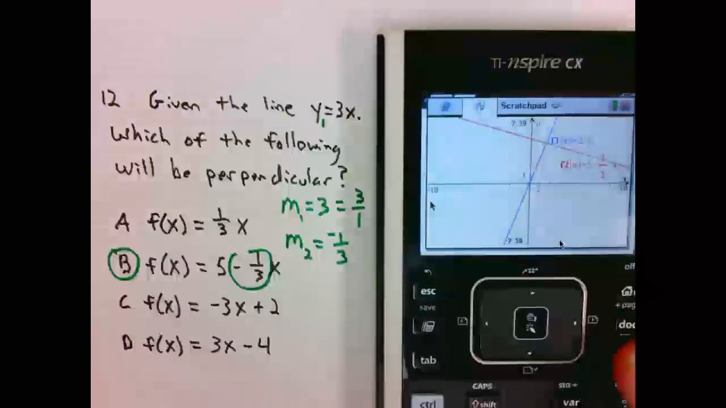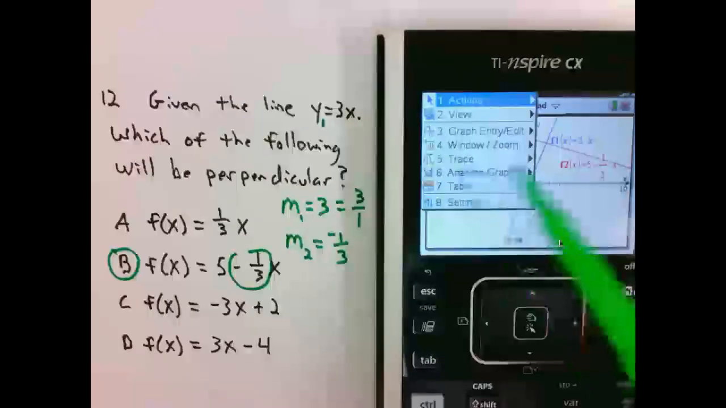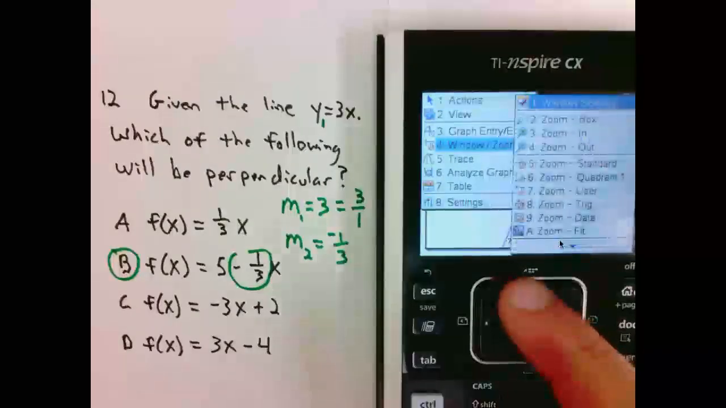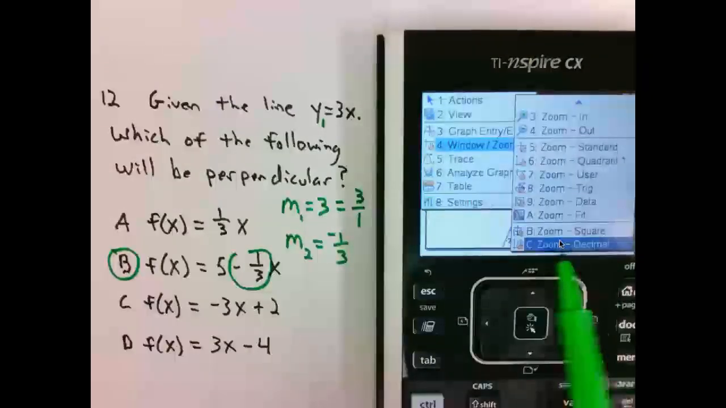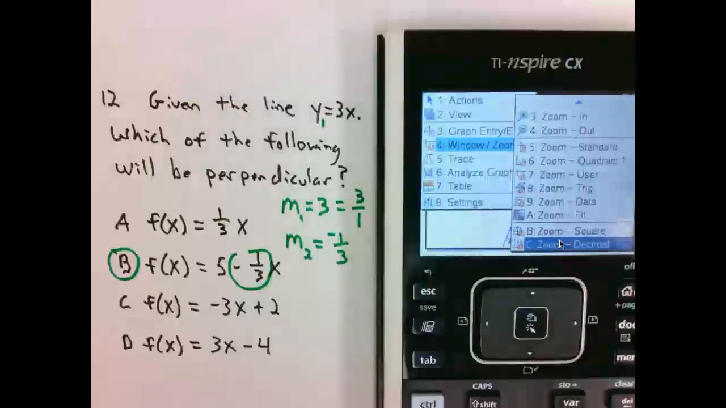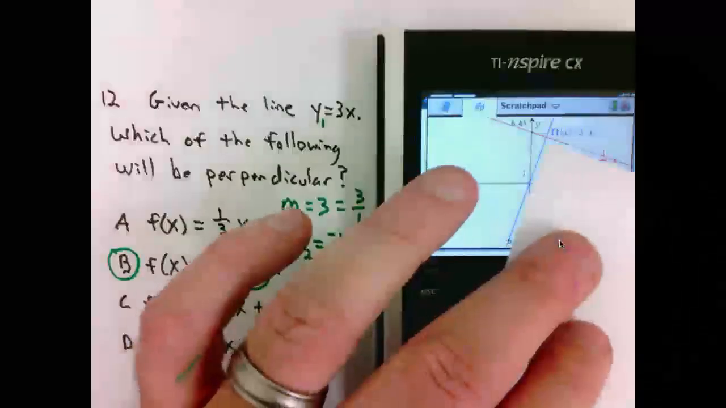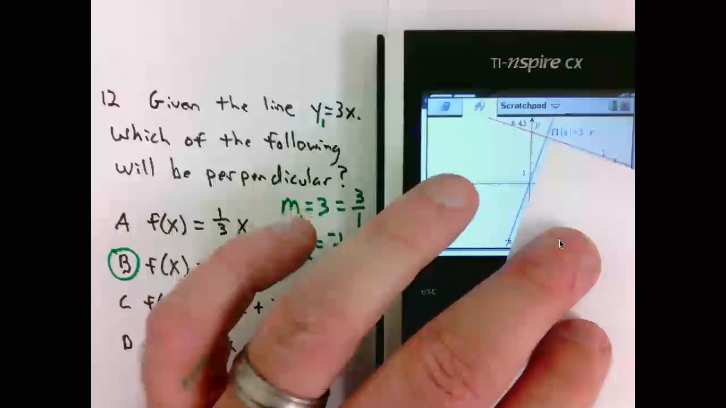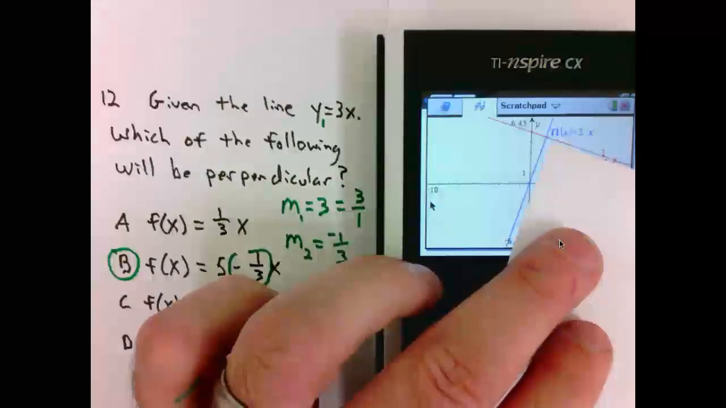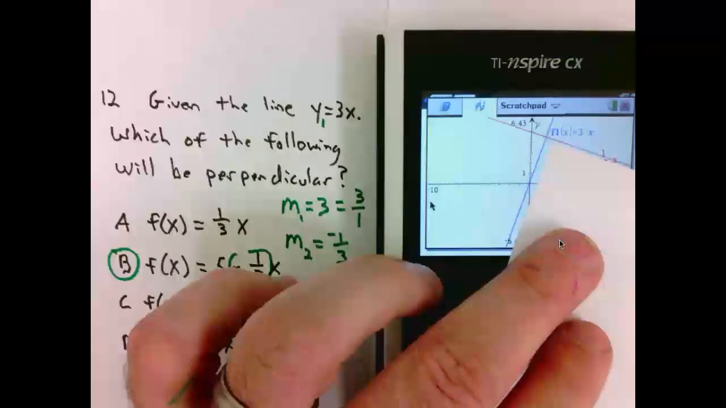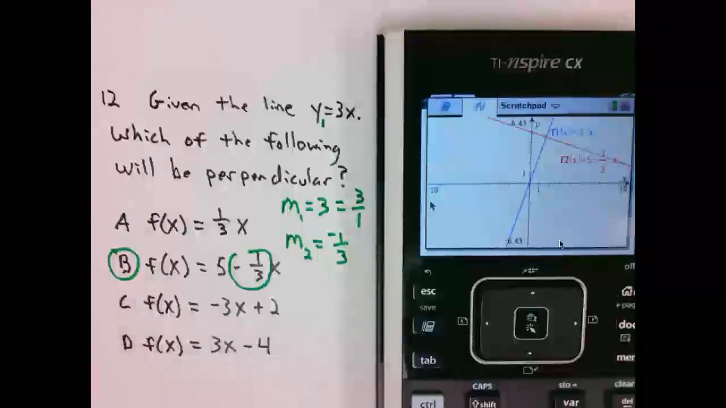But remember, our zoom is rectangular here. If we select menu, 4 for window, zoom, scrolling up, select B for zoom square, now we can see these lines are indeed perfectly perpendicular. You can see it forms a right angle right alongside my paper. 12 is B.